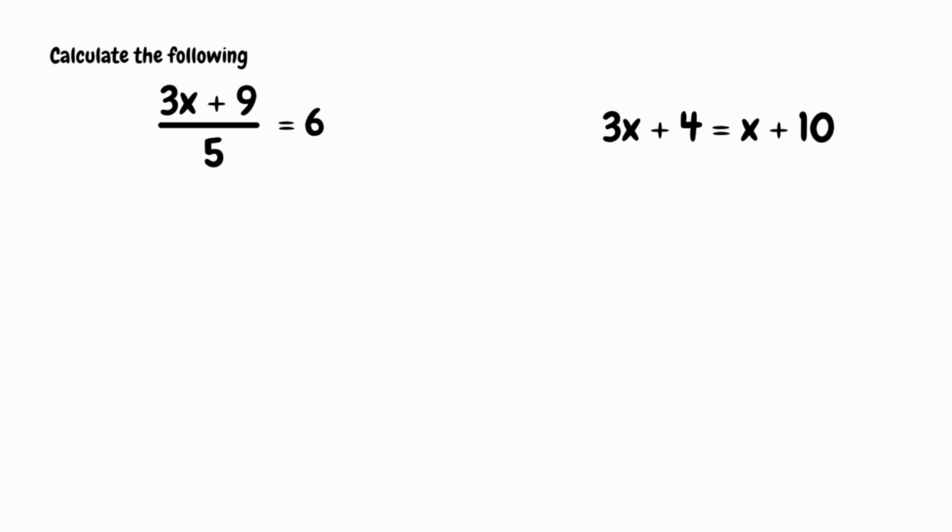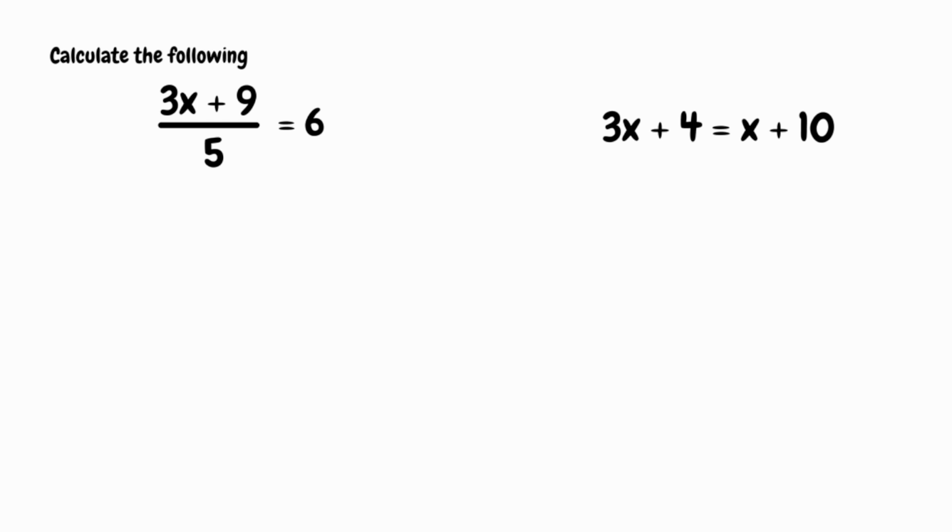Okay, so for this first question, we've got 3x plus 9, then divided by 5 is equal to 6. So looking at the left-hand side of this equation, we start with x, we then multiply by 3, we then add 9, and then we're going to divide by 5. So when we're solving this equation, we're working backwards. We want to do the last bit first. So we want to get rid of that divide by 5.